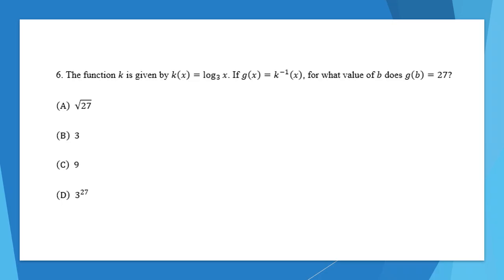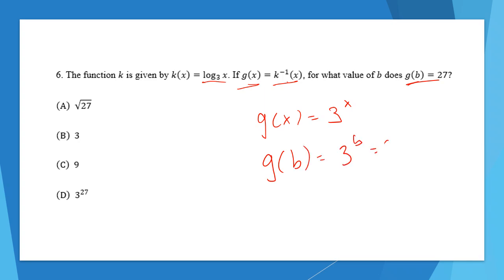Number 6, the function k is given by log base 3 of x. If g of x is the inverse, then what value of b gives g of b equals 27? Here the inverse of k of x, or g of x, is just going to be 3 to the power of x. Then we want to know what value of b we can plug in here to get 27. So 3 to what power gets us 27? That should just be 3 for b.